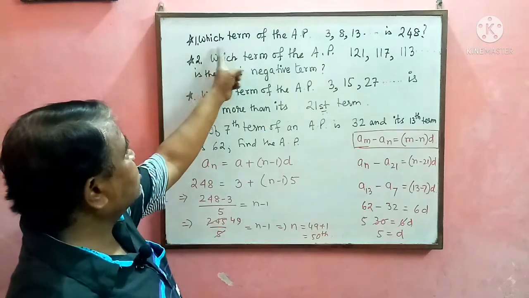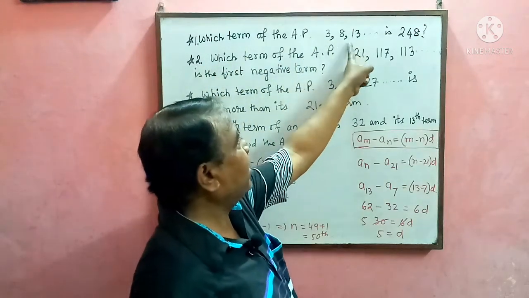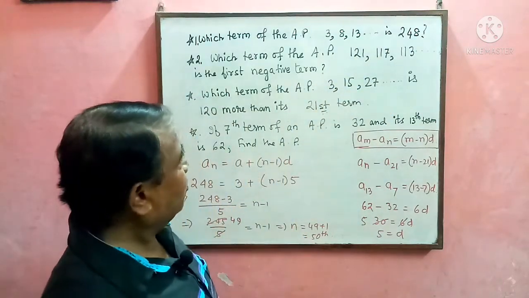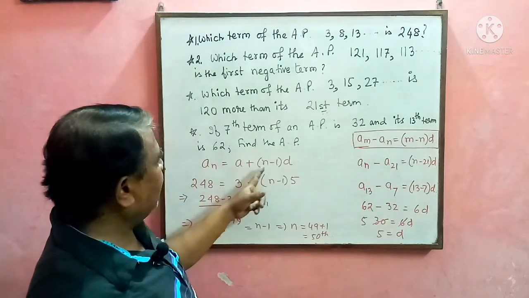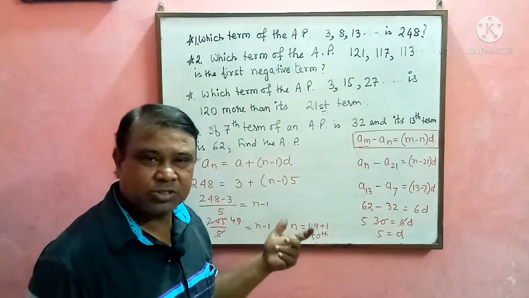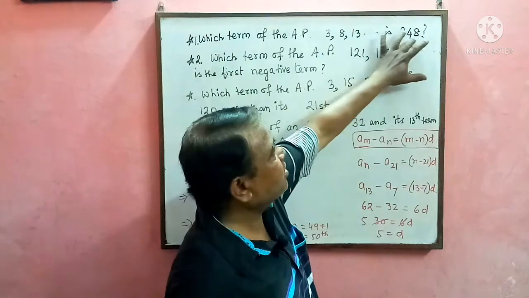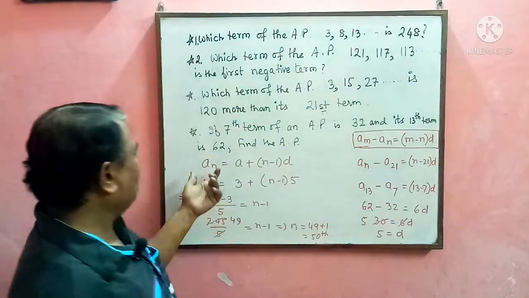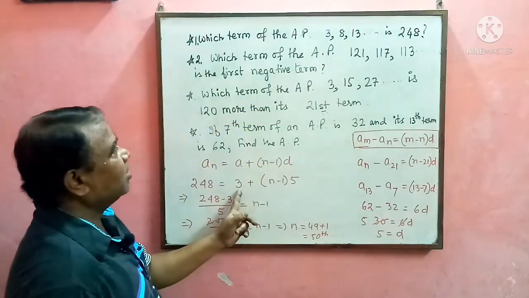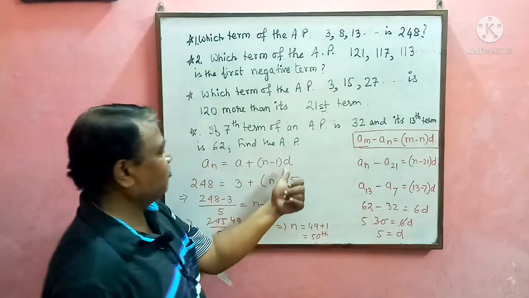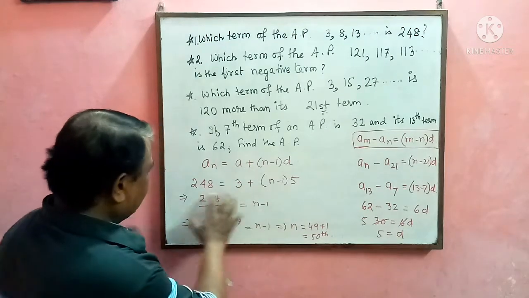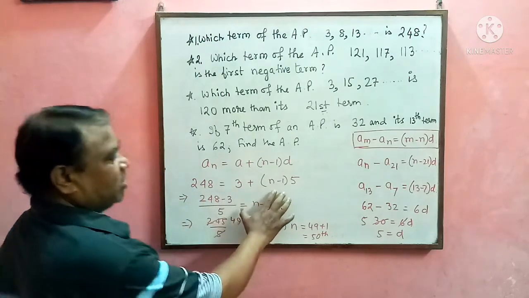Now, which term of the AP 3, 8, 13 is 248? We need for an AP: a, n, t, the nth term or the sum of n terms. Here, let this term be the nth term. So this is 248. We know the first term here is 3 and d is 8 minus 3, which is 5. If we put it here, we will get 248 is equal to 3 plus (n minus 1) into 5.